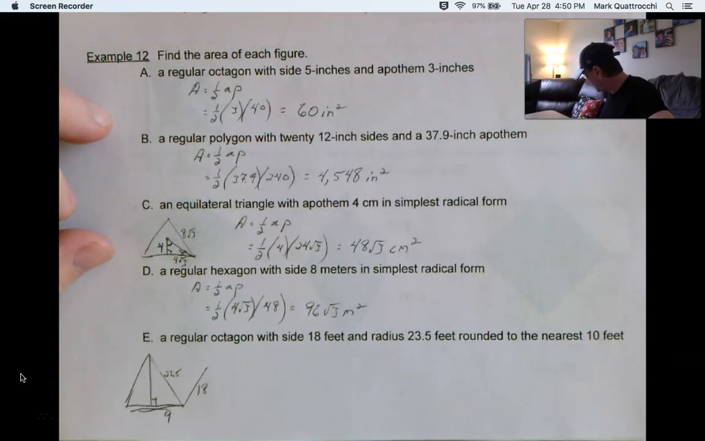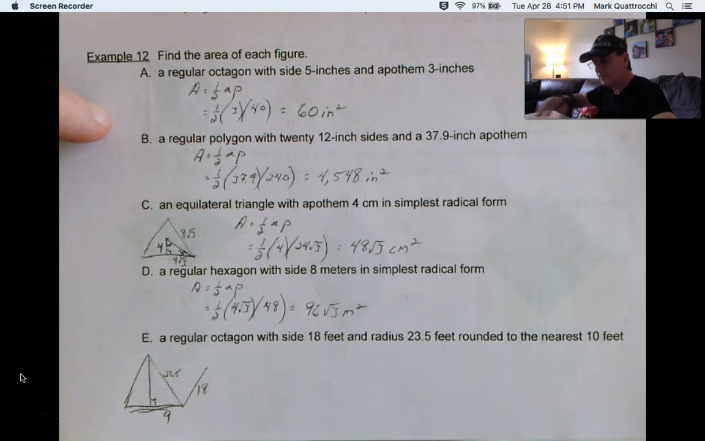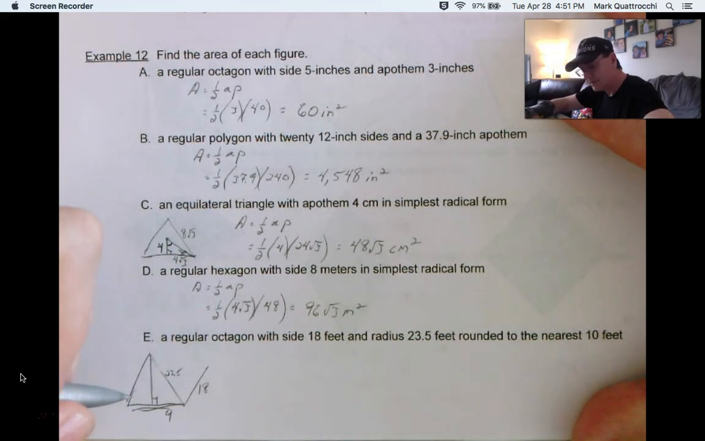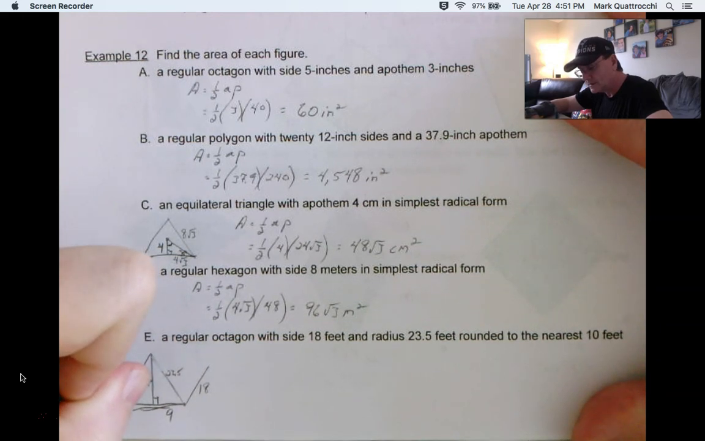So 23.5 squared minus 81 is 471.25. Square root that. This is 21.71.